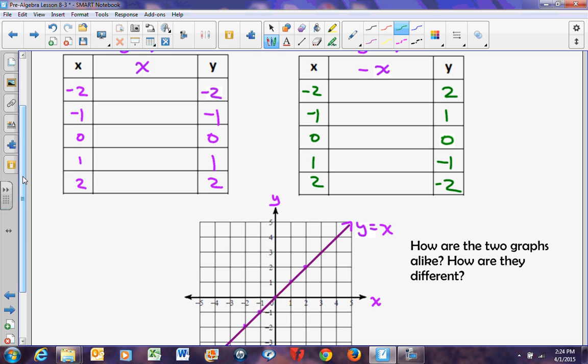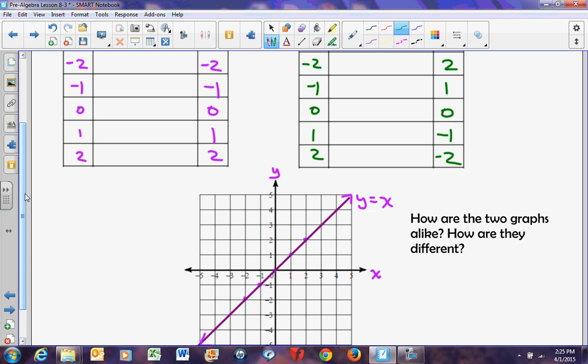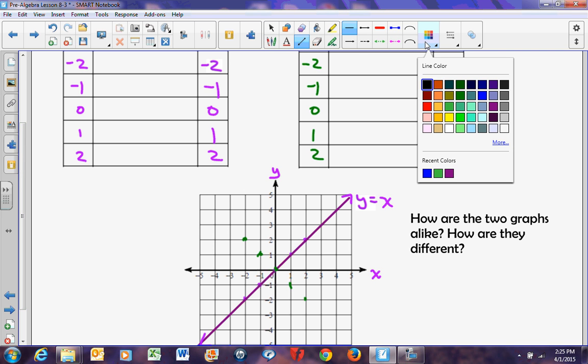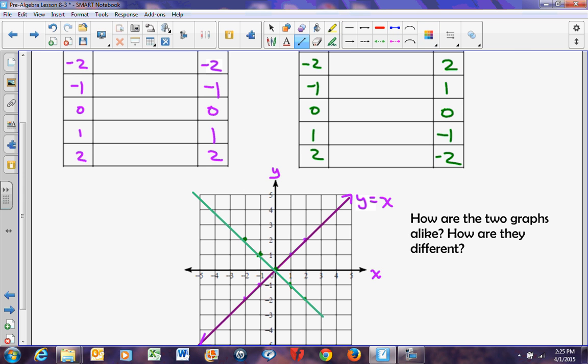So now, when x is negative 2, y is positive 2. When x is negative 1, y is positive 1. When x is 0, y is 0. When x is 1, y is negative 1. And when x is 2, y is negative 2. So if I was going to plot those lines, there.